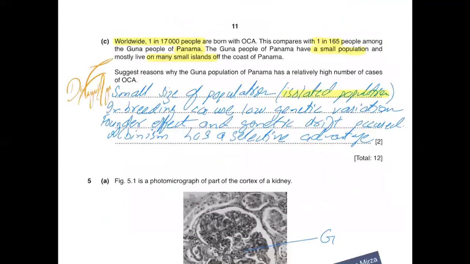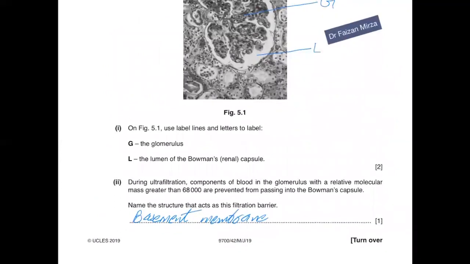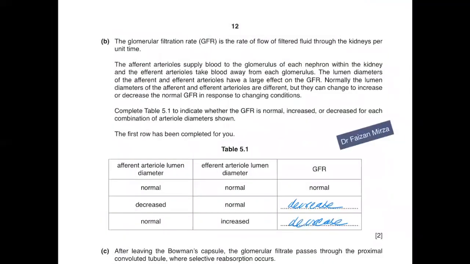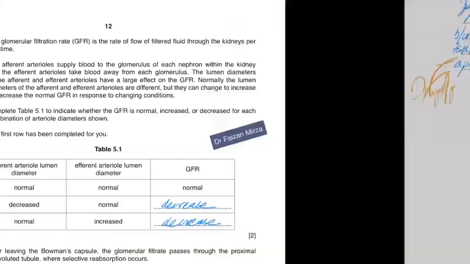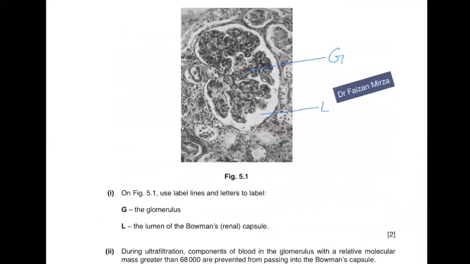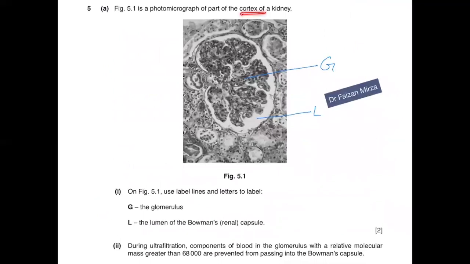Now this question is from the 2019 variant 42. Yes, this is variant 42. This question was a photomicrograph of the cortex of a kidney. Whenever you are seeing the cortex of a kidney, this C-shaped structure that you see is your capsular space, and this entire region is basically your Bowman's capsule.